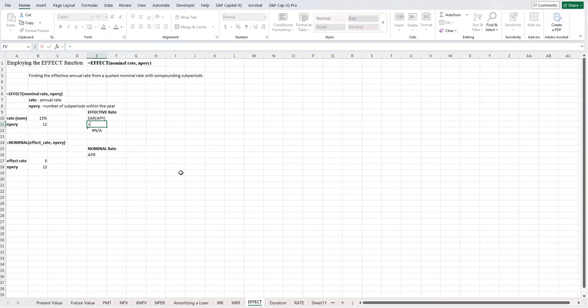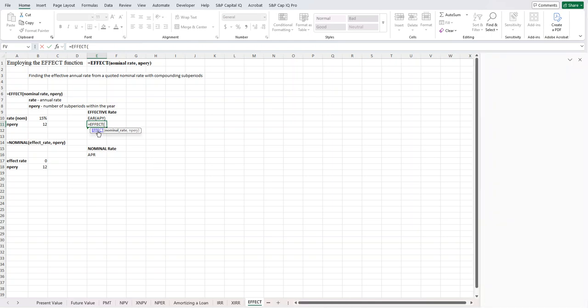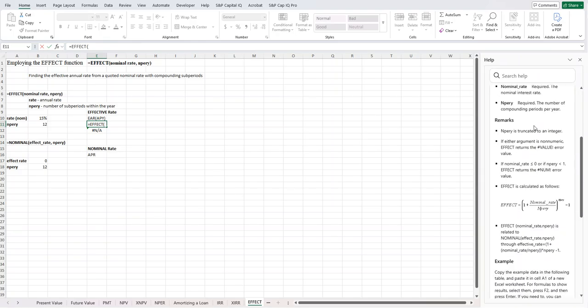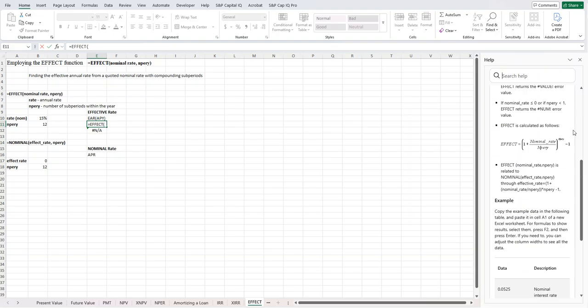So we can just hit equal sign, and we're going to type in EFFECT. Once you type in EFF, you can hit tab to autocomplete. Now, if you wanted an overview of this function, you can just put your mouse right over this EFFECT, have it turn blue, and you'll see a link pops up, and you'll get a whole tutorial here. And what I like that's nice right here is the math explanation.